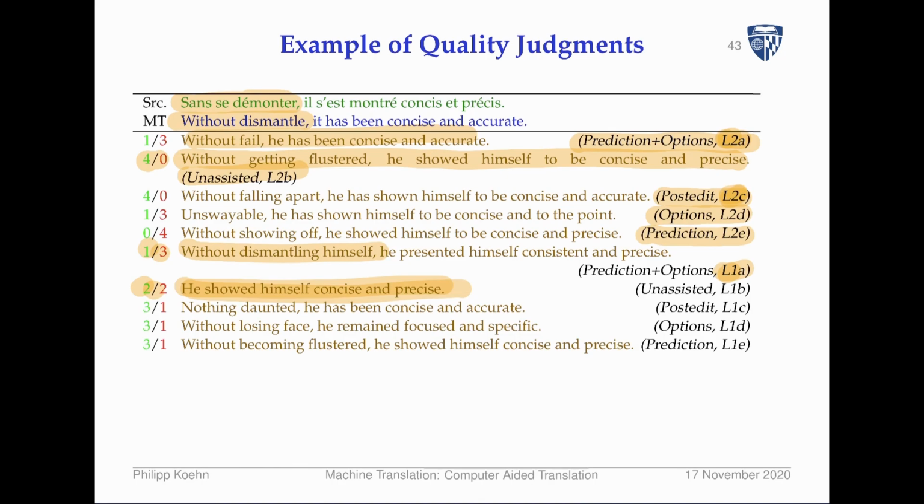Anyway, these are the judgments we're going to talk about. So later, when you see that the number of sentences judged to be correct is rather low, here you see an example for that.